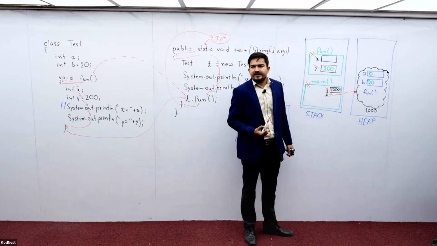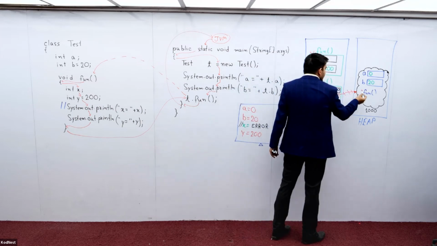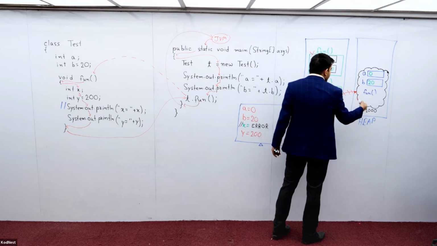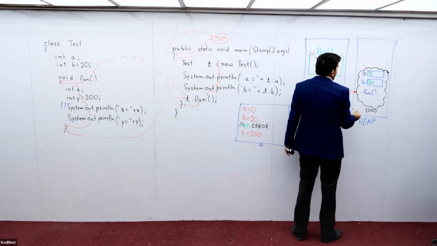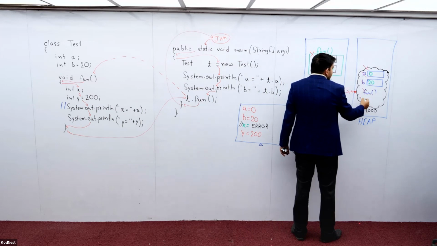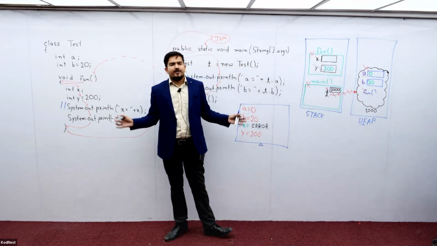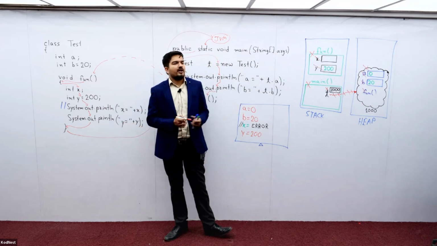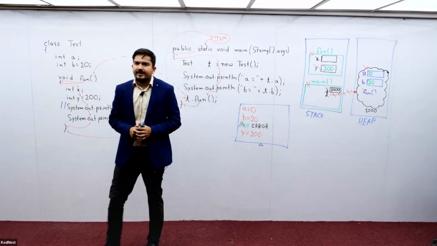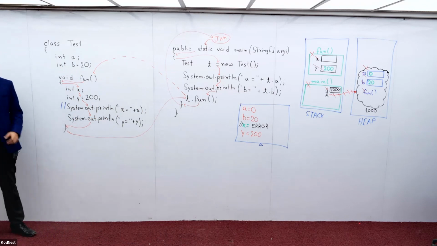And if t is deleted, what will happen? There will be no reference variable which is having the address of this object at address 1000. As a result, the garbage collector thread will come and delete this object. If the object is deleted, of course, all the variables and the methods present on it are also going to get deleted. This is how the program flow is going to work. Is it clear to everyone how this program has gone? Anyone having any doubts in this?